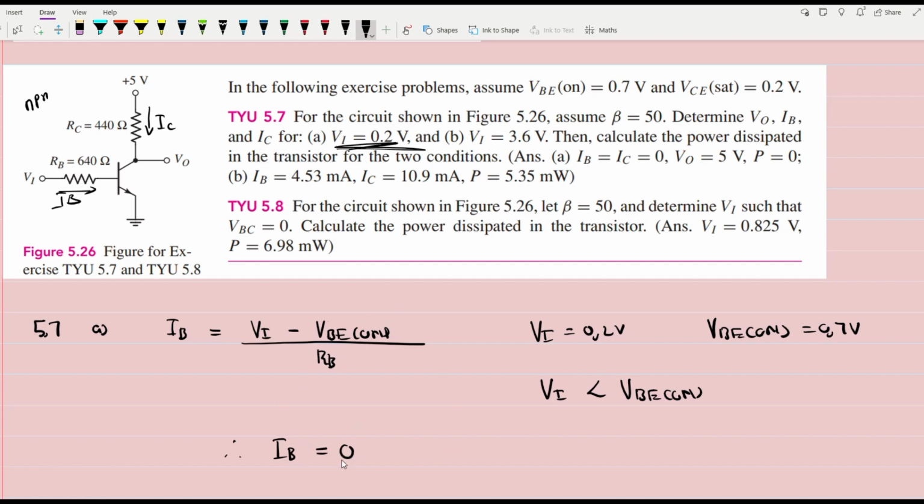And if IB is equal to 0 amperes, IC also will be 0 amperes, because VI is less than VBE on. So there is no current there and there is no current there. Now that we found IB and IC, we can find the voltage VO, that voltage right there.